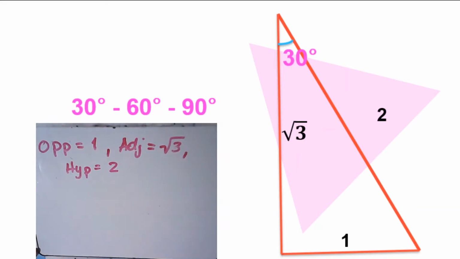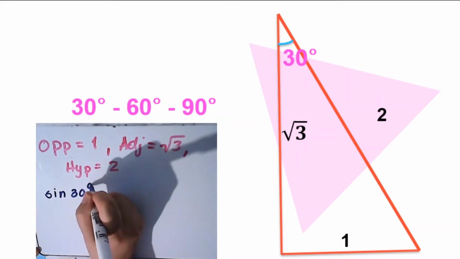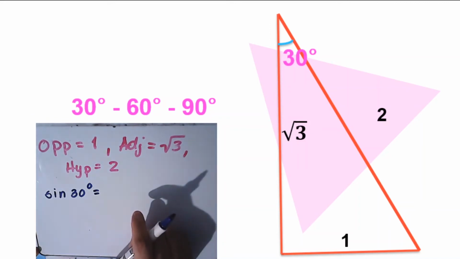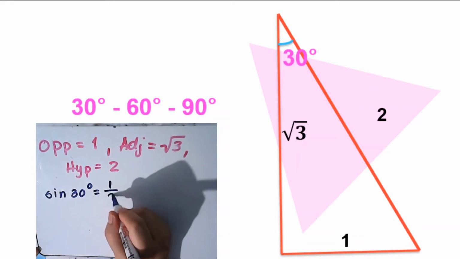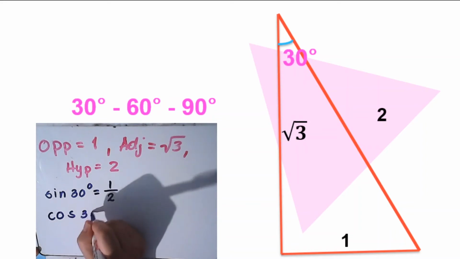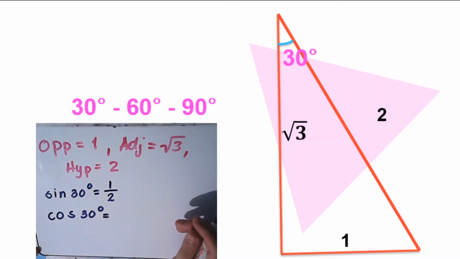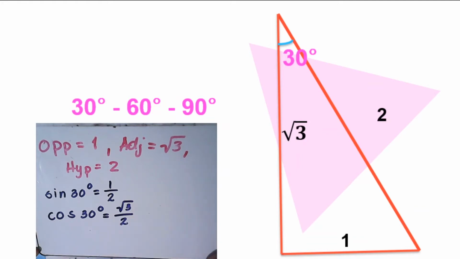From our last video, we have learned that regardless of the length of the sides of a right triangle, the trigonometric ratios of our angles are always the same. Now, let us get the trigonometric ratios with respect to 30 degrees. Let's start with getting the sine of 30 degrees. Sine is opposite side over the hypotenuse. Therefore, it's 1 divided by the hypotenuse, 2. Now, when we get the cosine of 30 degrees, we know that it's adjacent over hypotenuse. Therefore, it's square root of 3 divided by 2.